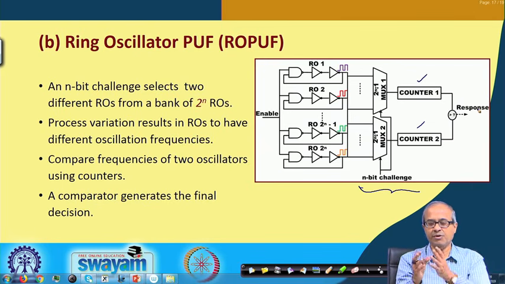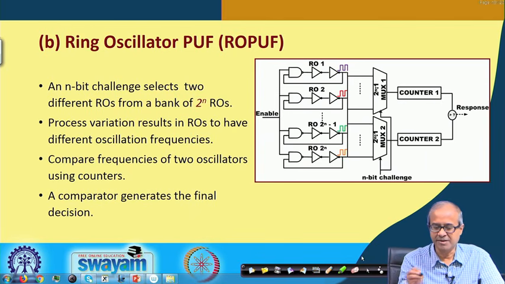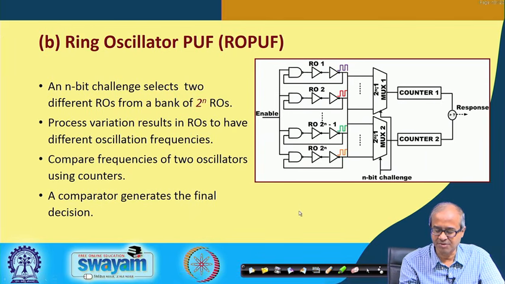Okay. Now, depending on which ring oscillator you choose, these frequencies are different. So, the response will also be different, that means whether the frequency will be greater or less. Okay. This is how randomness is generated. Okay. This is how ring oscillator PUF works.